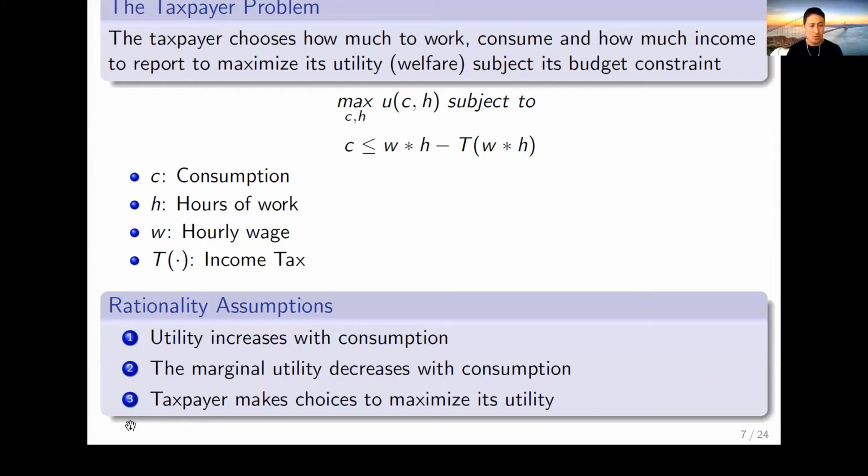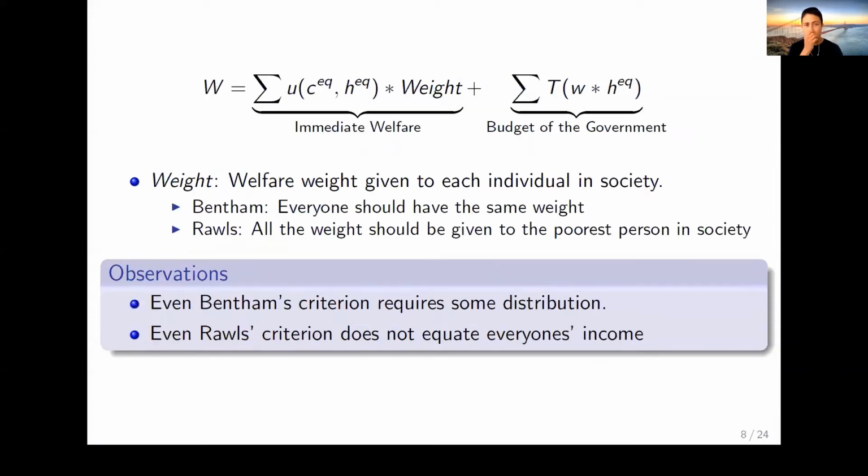The third assumption is one that is trickier, which says that the taxpayer makes its choices to maximize its utility. So the taxpayer is really solving this problem in its mind whenever it's choosing how much consumption and how many hours to work. And we're going to go back to this assumption at the end of the lecture and see how we can relax it. But for now, let's stick with it.